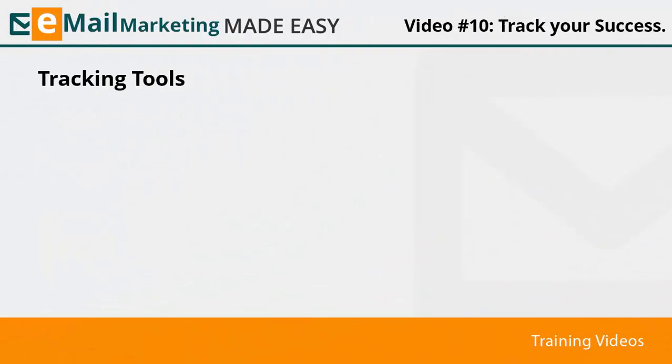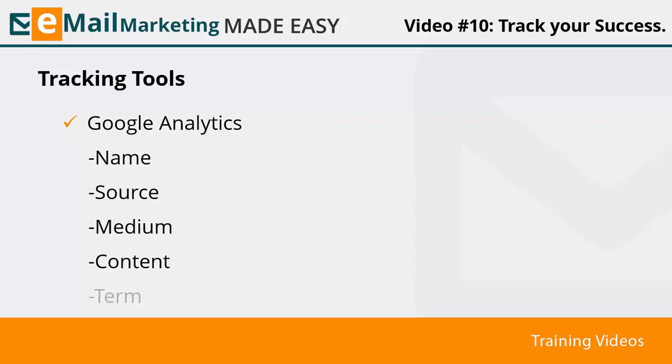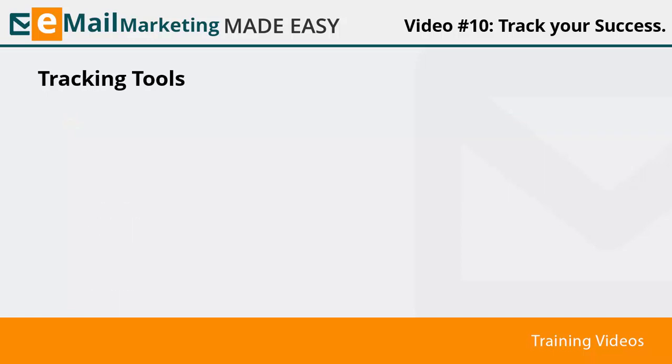Tracking tools. Popular tools used to track the success of email campaigns include Google Analytics, Campaign Monitor, Vertical Response, Aweber, and MailChimp. When using Google Analytics to track your emails, you will be required to provide campaign information such as name, source, medium, content, and term. The content of your campaign is an optional inclusion. You could use it or not. However, business managers should avoid using a campaign term since it is best for tracking specific keywords rather than emails.